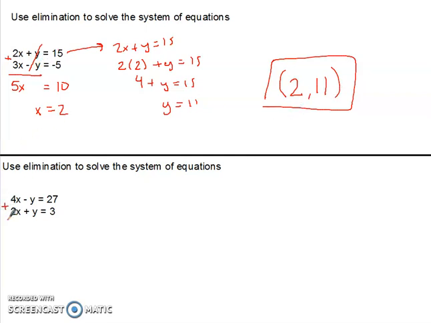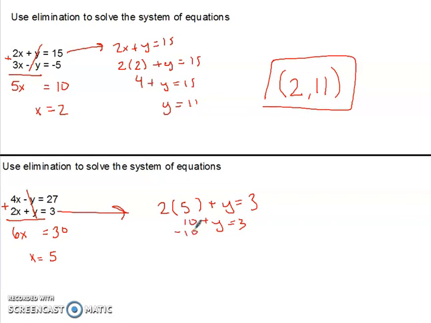In my next example, I add because I see negative y and positive y, they're going to cancel, giving me 6x is equal to 30. Dividing by 6, I find that x is 5. I'll use my second equation. 2 times x plus y is 3, but I know that x is 5. Subtracting 10 from both sides, I find that y is equal to negative 7. So the point where the graphs cross is 5, negative 7.